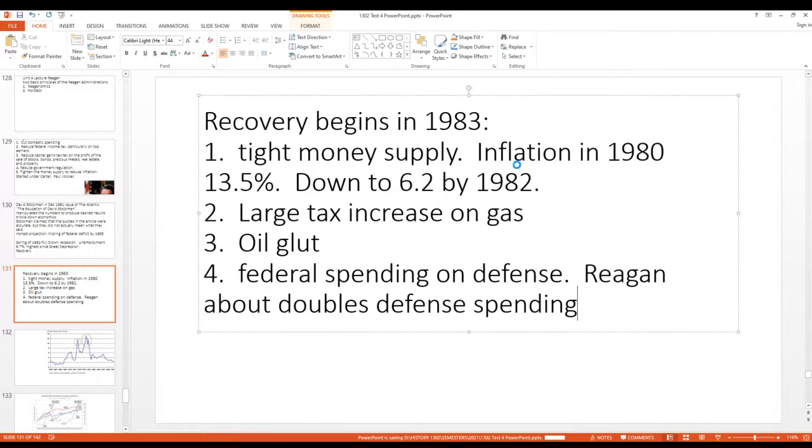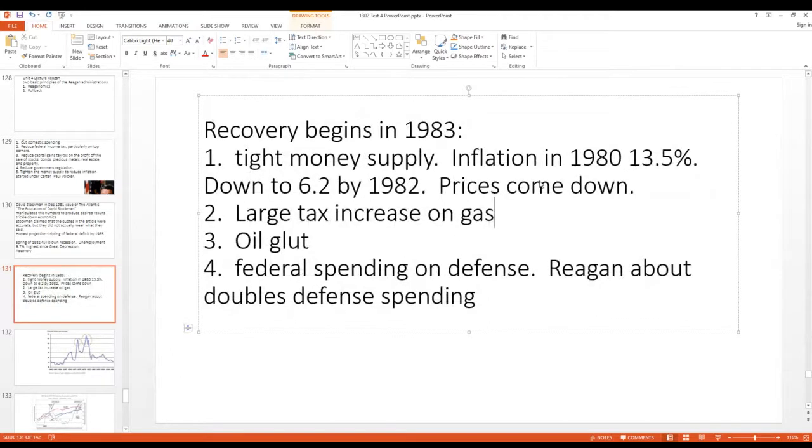So inflation's going down. That's going to bring prices down. Okay, prices on everyday consumer goods. All right. Large tax increase on gas, oil glut, federal spending on defense, because all that money the federal government is spending on defense, that's creating more jobs. Okay.